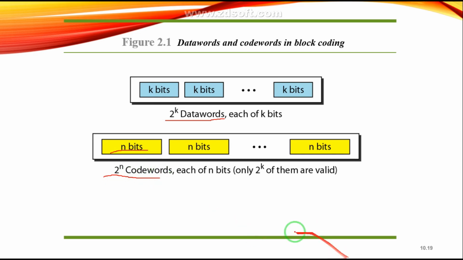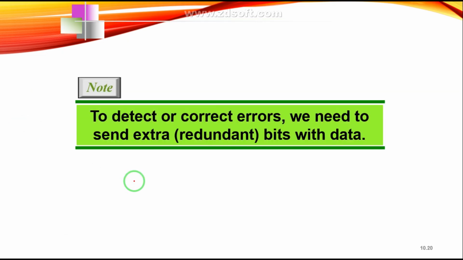So you can see over here that n, small n, is always greater than k bits, that is the data word, because n is equal to k plus the redundant bits, that is r. So the number of possible code words is always larger than the number of possible data words. So you will get a clear concept from this table.